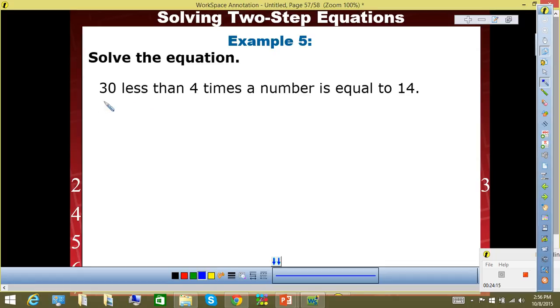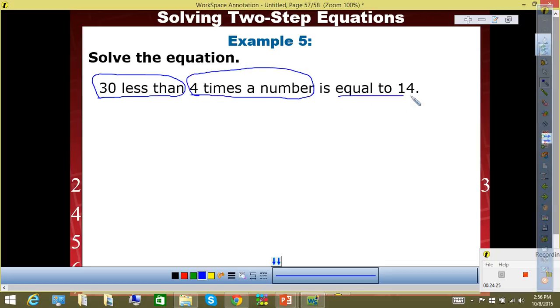What are important numbers? 30 less than, okay. What else? 4 times a number, and equal to 14. Those are important numbers, so you circle those, please. Do that with blue if you have blue. Next, the U. What does U stand for? Underlying questions. What is a question here? It's not a question, but it's more of instructions, which is solve the equation, which means we need to write an equation out of this, okay?